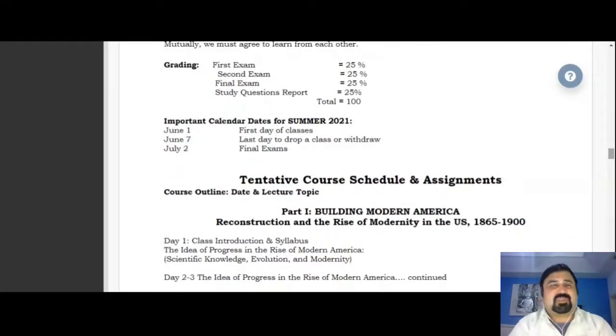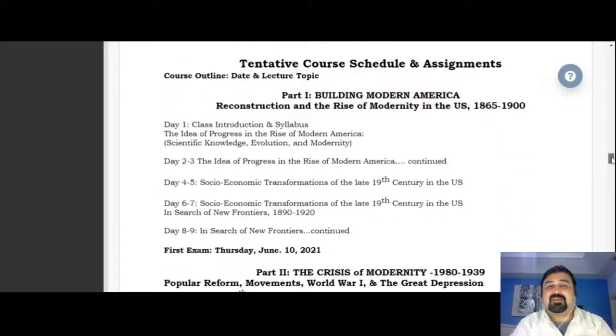So the last portion of the syllabus has technical information like important calendar dates, for example. It presents the tentative course schedule and assignments day by day, what you're supposed to be doing. In other words, day 1, you're supposed to be going through the syllabus, this video, but also already be watching the first sessions of the first topic, the idea of progress. And day 2 and 3, you're supposed to be already looking into the second and third sessions of the idea of progress.